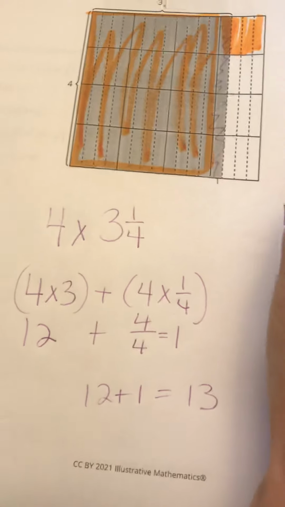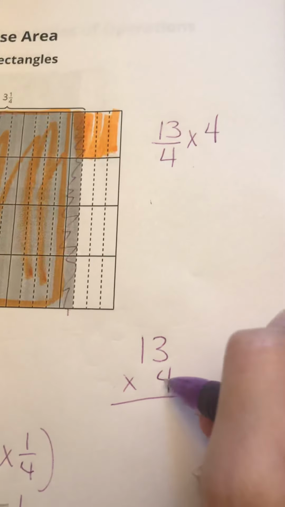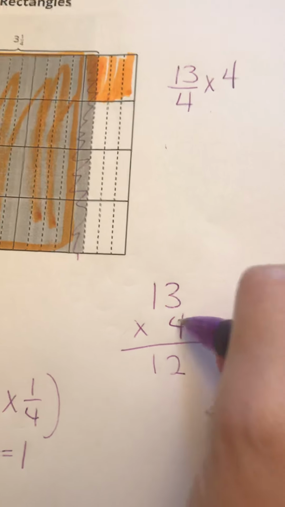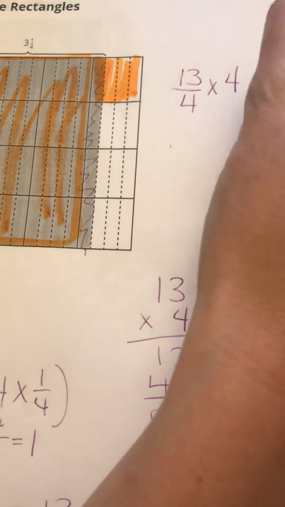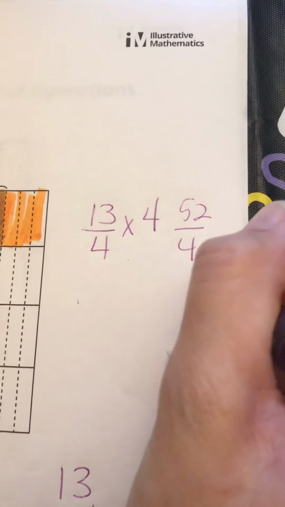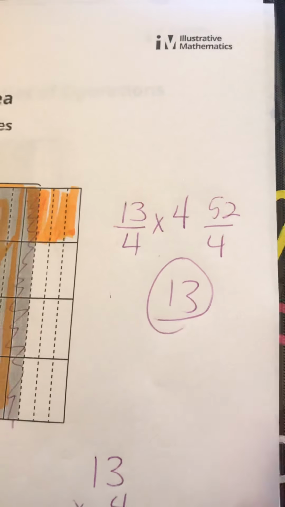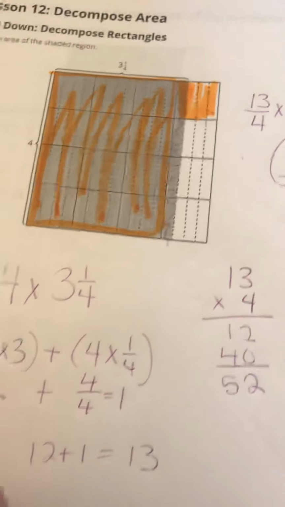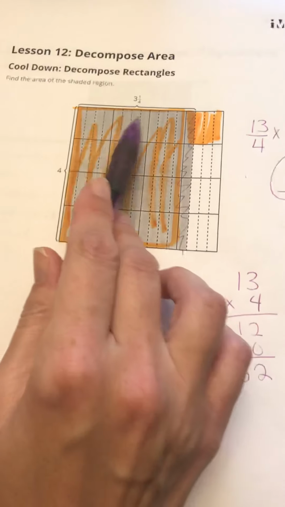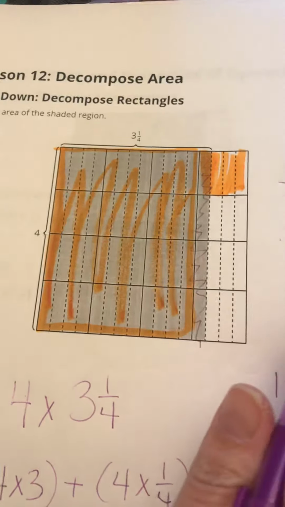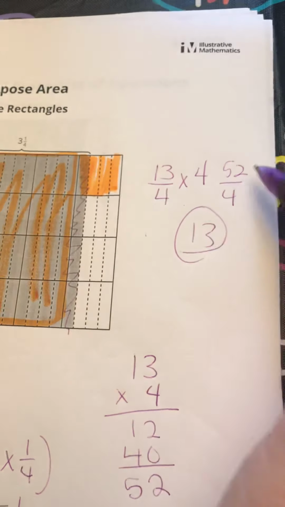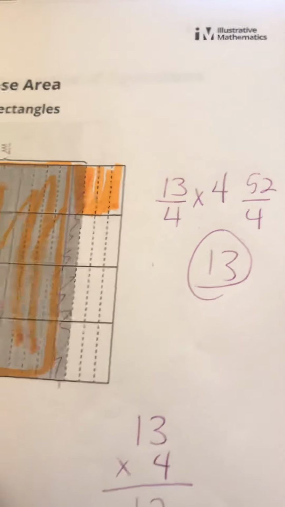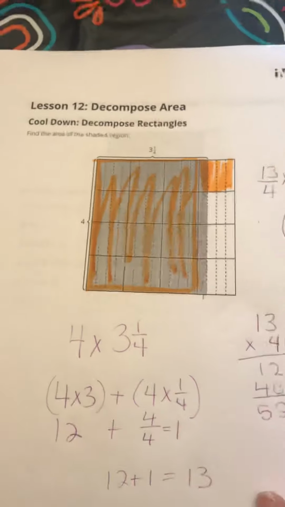So 13 times 4, 4 times 3 is 12, and then 4 times 10 would be 40. So that gives me 52/4. 52 divided by 4 equals 13. So either way you do it, you're going to end up with 13 as the area. And if we counted these pieces that we have shaded, there would be 52 of them. But don't leave your answer as 52, because it's not 52 whole pieces, it's 52/4, because one of these is divided into fourths. Alright, so now we'll look at lesson 13 cool down.